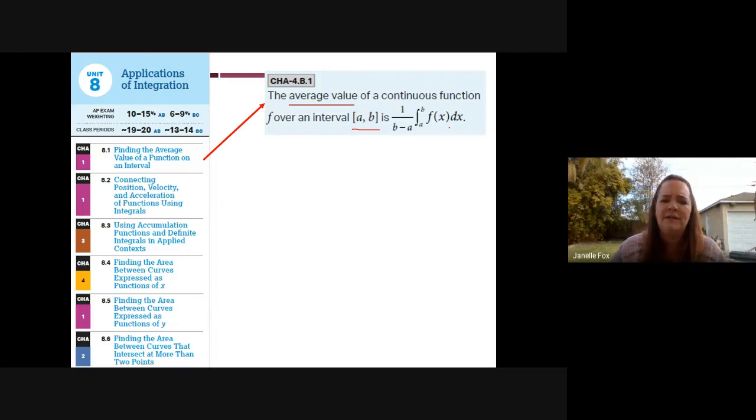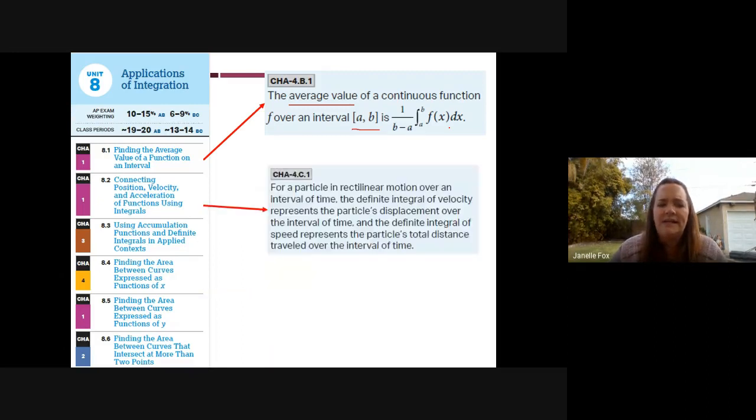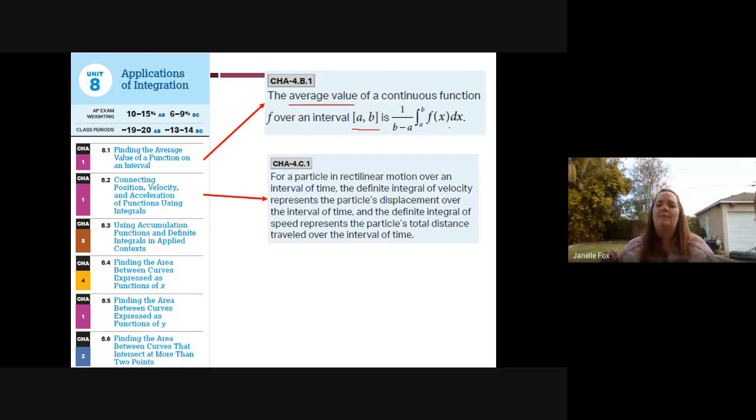Then we did one of the great things that we like to learn in calculus: the relationship between position, velocity, and acceleration. Now that we know how to integrate, we can place them in different spots and work forwards and backwards. A couple of things to remember here: the definite integral of the velocity represents the particle's displacement over a unit of time. I wanted to highlight that for you guys.